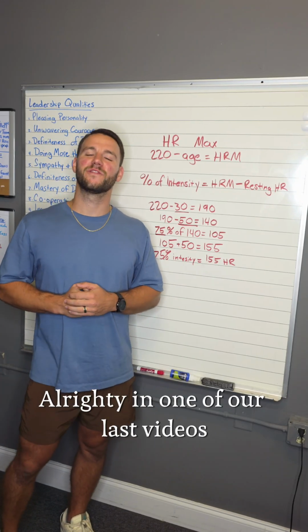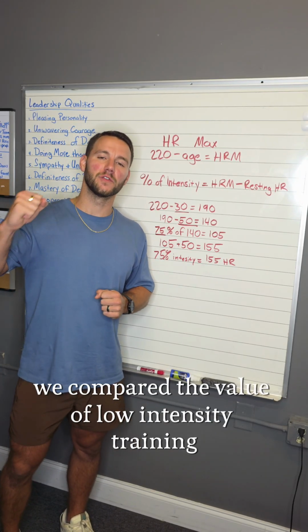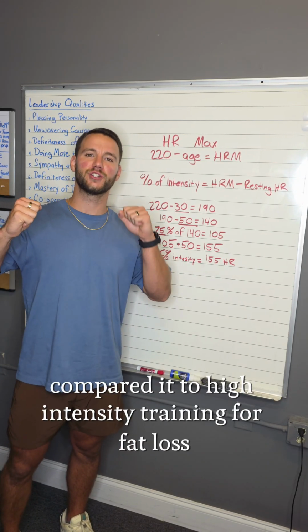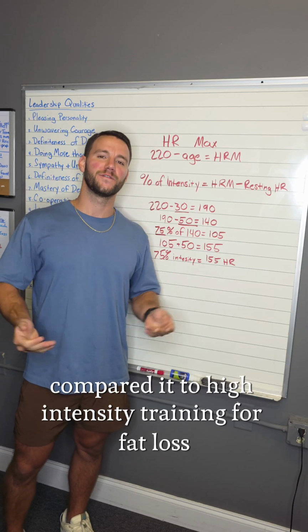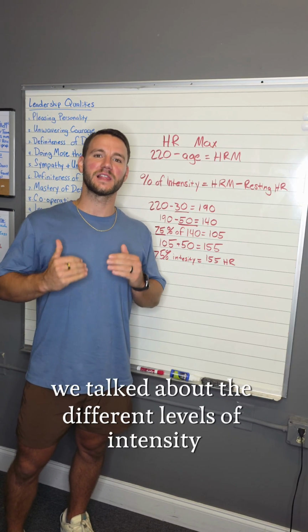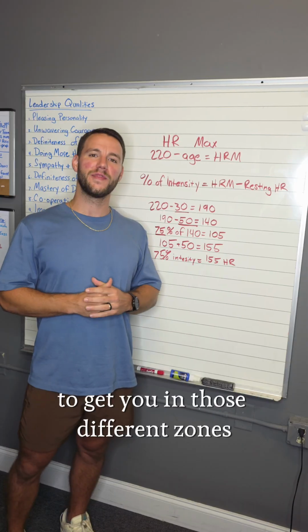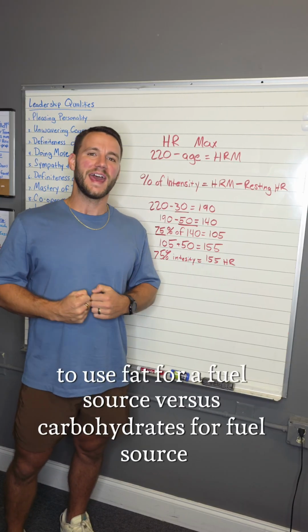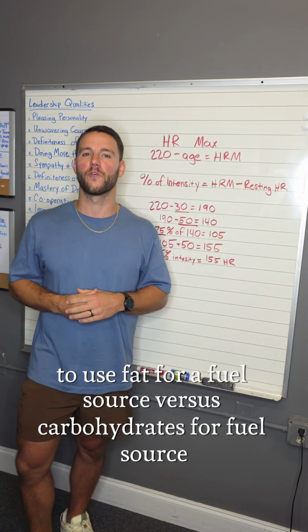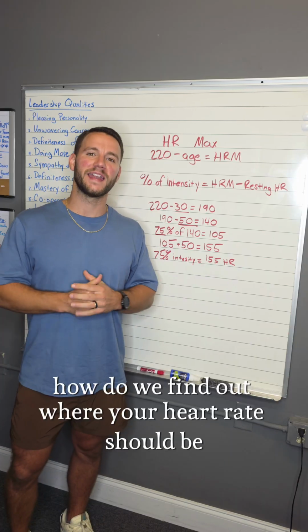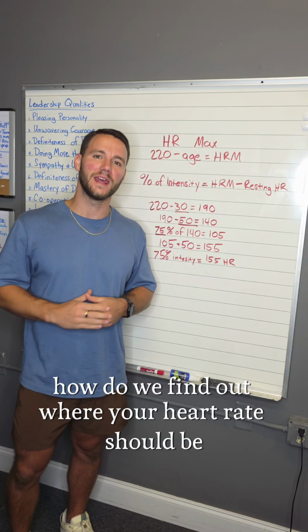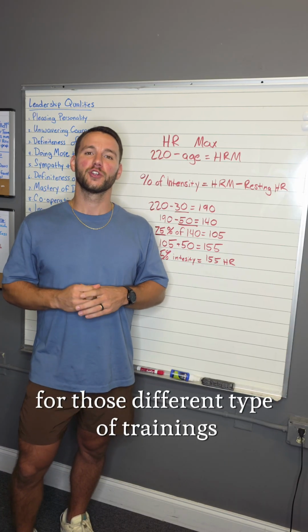Alrighty, in one of our last videos, we compared the value of low intensity training to high intensity training for fat loss. We talked about the different levels of intensity to get you in those different zones to use fat for fuel source versus carbohydrates for fuel source. How do we find out where your heart rate should be for those different types of training?